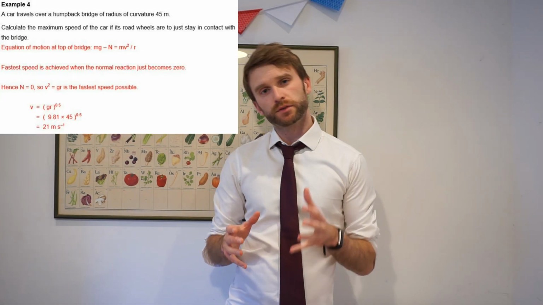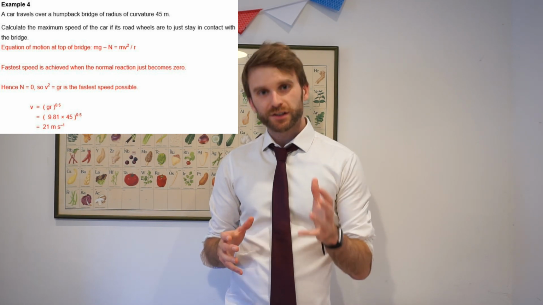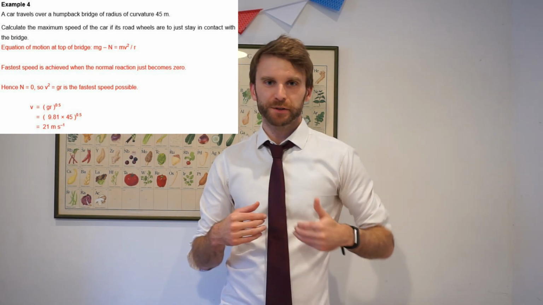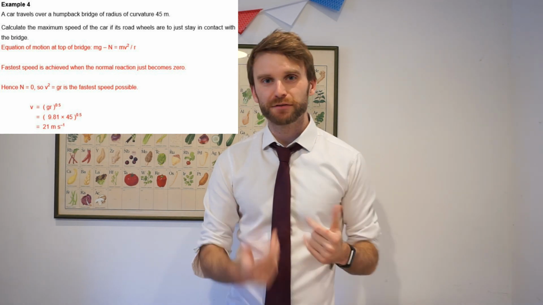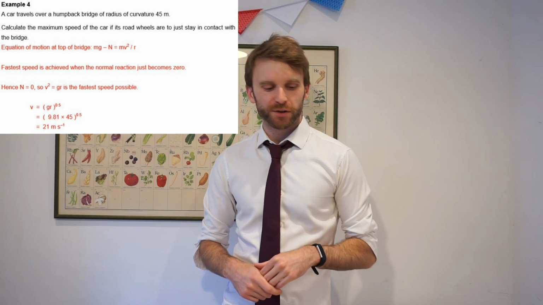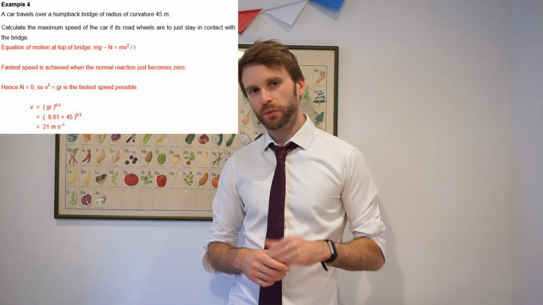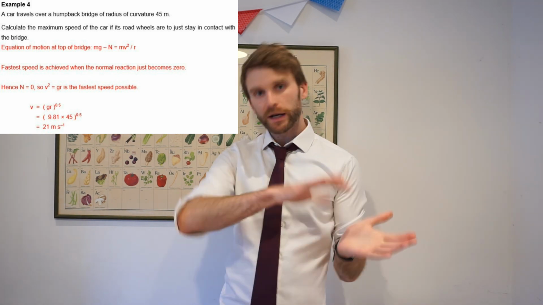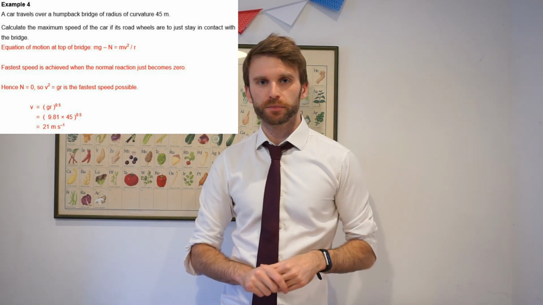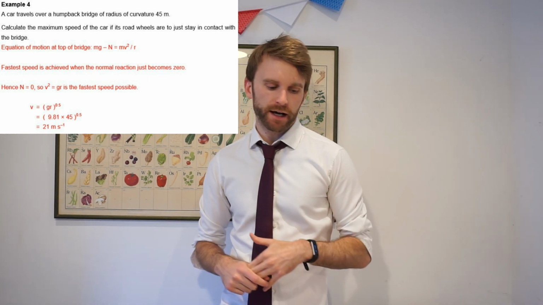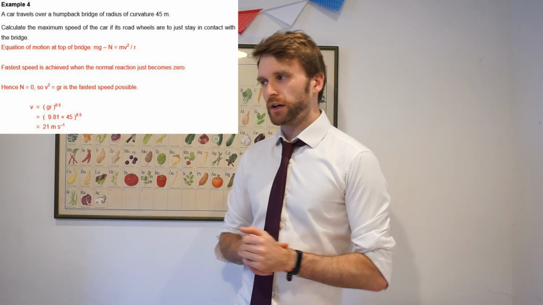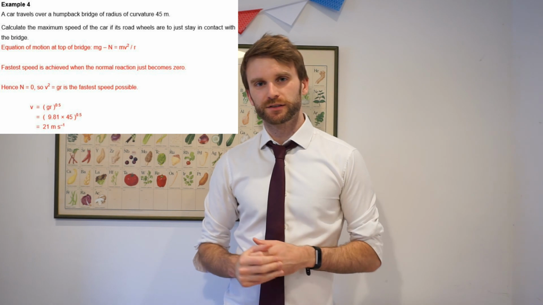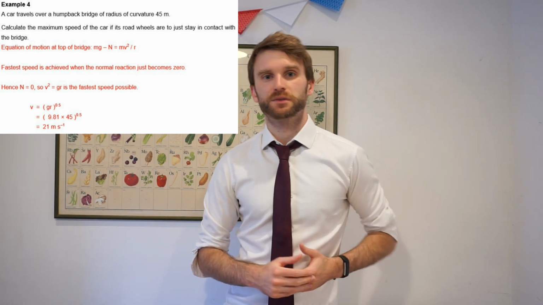It takes more practice. In example 4, you've got to realise that eventually that normal reaction force is going to go to 0. The normal reaction force can't pull you back to Earth. It can only ever push back. So the maximum speed will occur when there's only one force, when the weight is the force pulling the car over the bridge. And that's how you arrive at that equation, v equals root gr, which I like to affectionately call the speed bump equation, because that's how you design speed bumps.